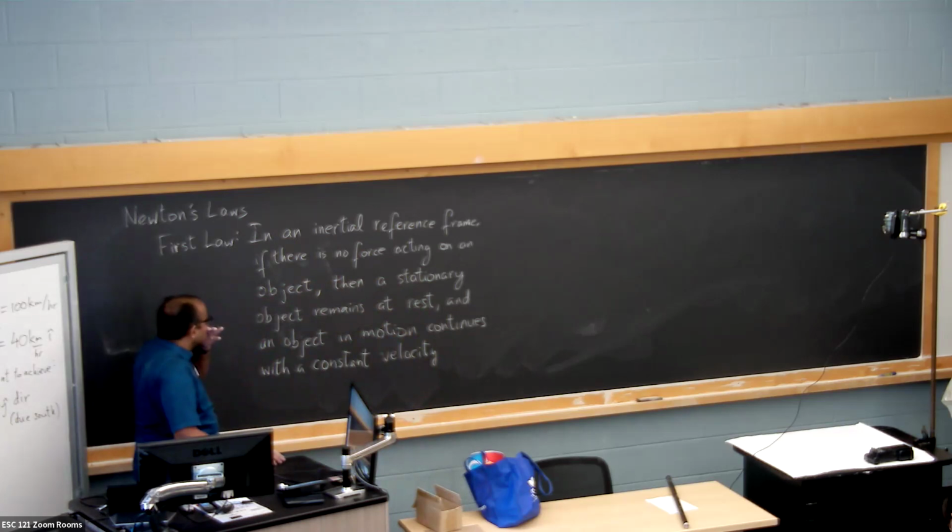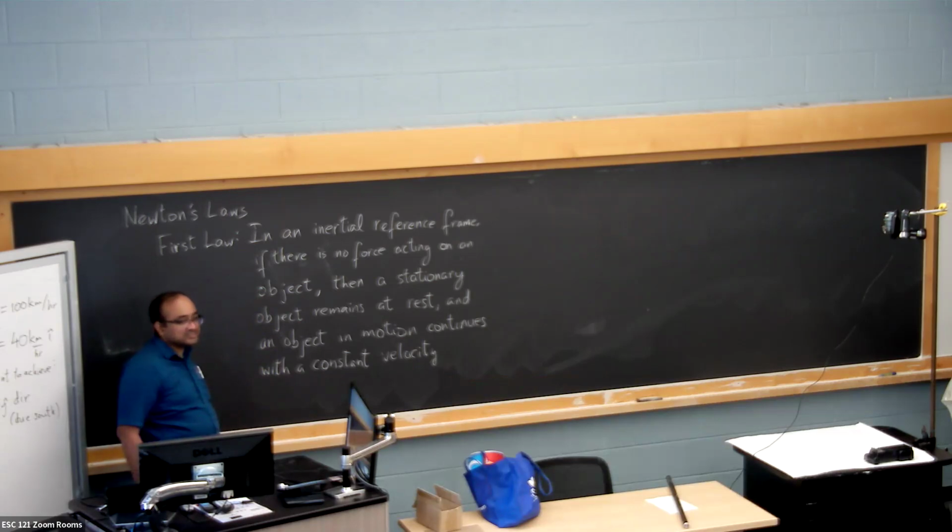All right, there's a lot of words and we need to define some stuff. So in an inertial reference frame, if there is no force acting on an object, then a stationary object remains at rest and an object in motion continues with a constant velocity. So when we see this definition, what's one of the first questions that comes up? What's an inertial reference frame?